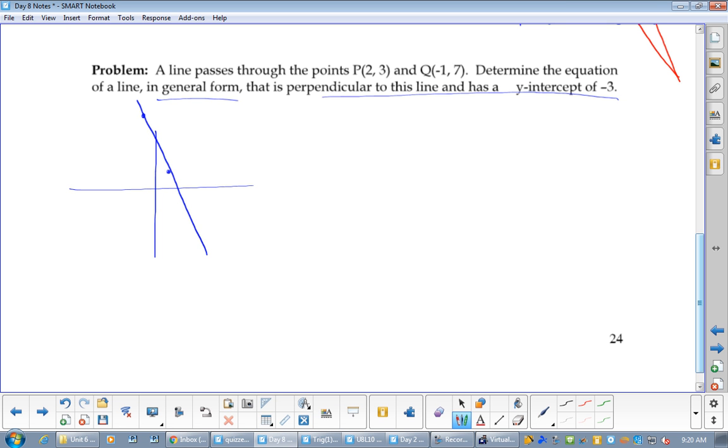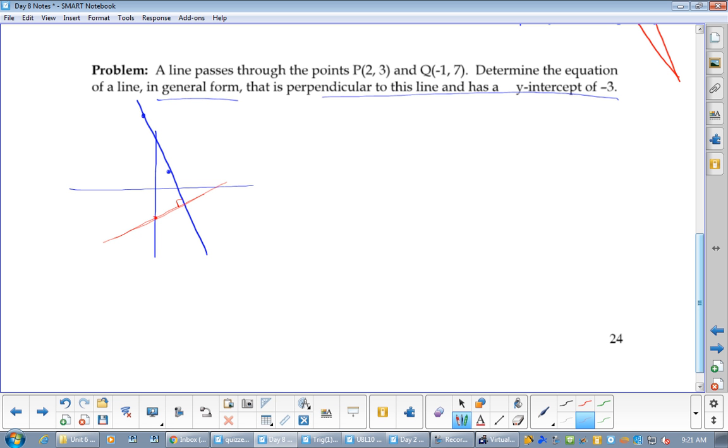It wants the equation of a line that's perpendicular to it that goes through negative 3. So this is what they're asking for, this line right here. Now how on earth are you supposed to find an equation of a line way down there when they don't even give me an equation of the line that's perpendicular to it? How would I go about this?